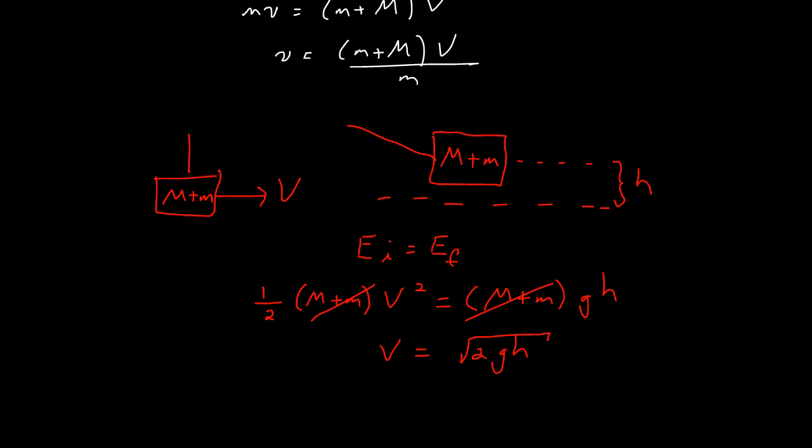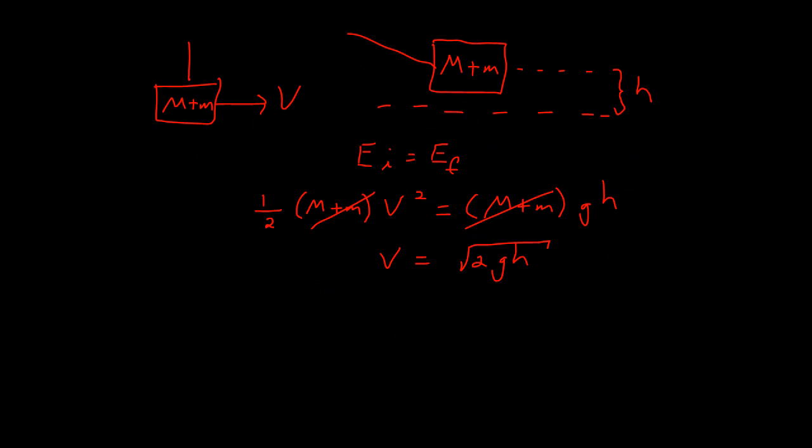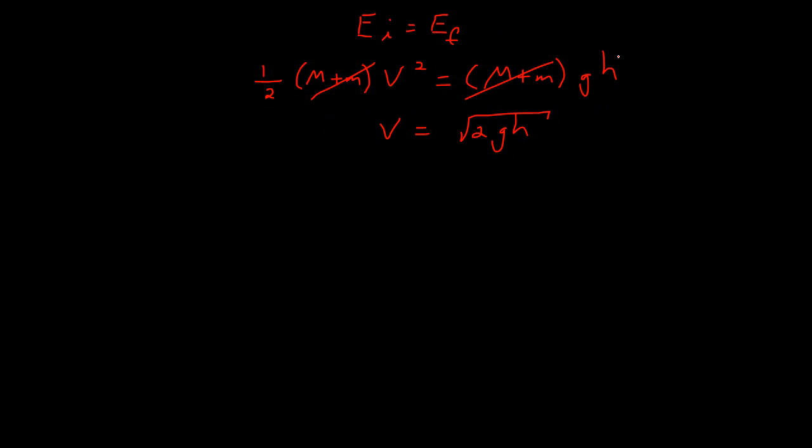Now I can plug this back into my other equation and come up with an equation for little v. So let me get it there. Little v equals the combined mass M plus m times my big velocity, the square root of 2gh, all over the initial mass little m. There. Now let's put in some numbers and see what we got.